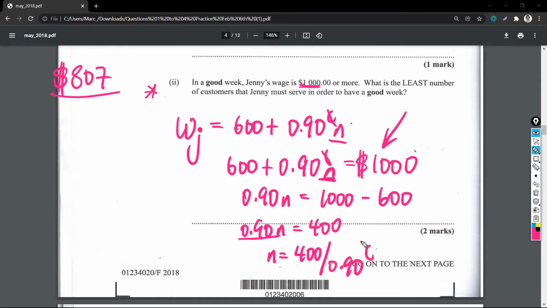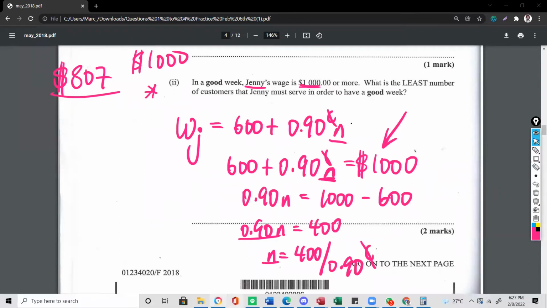And that will give us how many customers Jenny needs to have a good week, which is 1,000 US for the week, right? And 1,000 US for the week is actually decent in America still. You can survive off of that if you live in America and earn 1,000 US for the week. You really can, you know, that's a decent amount. That's 52,000 US for the year. That's decent, you know?